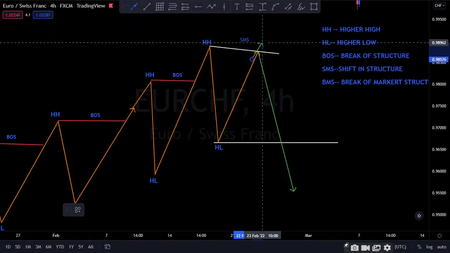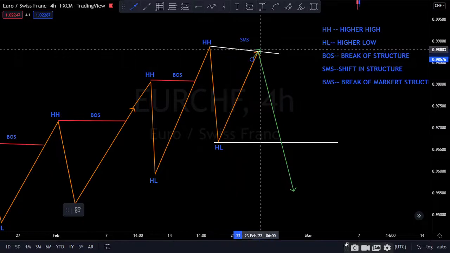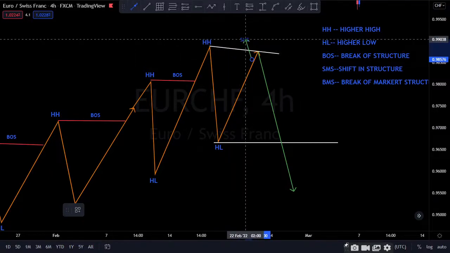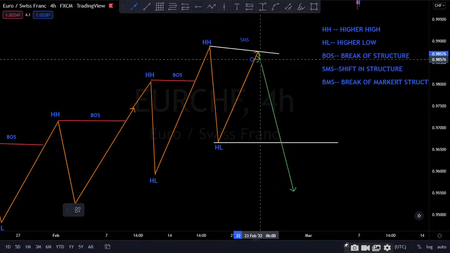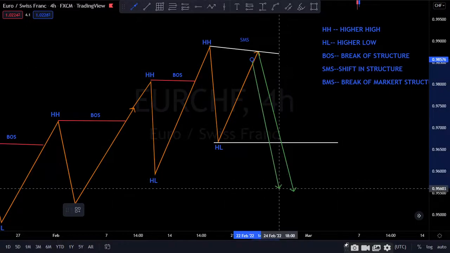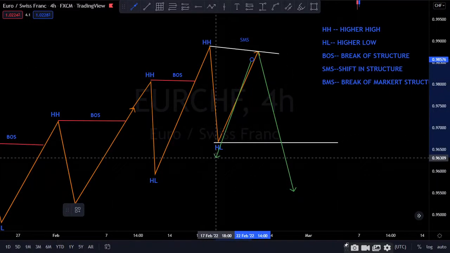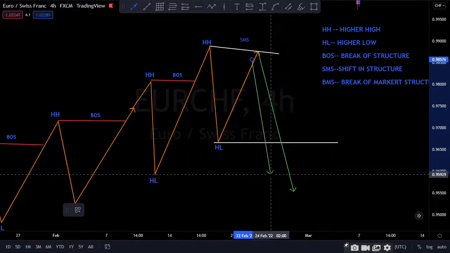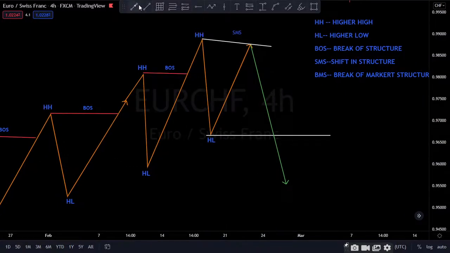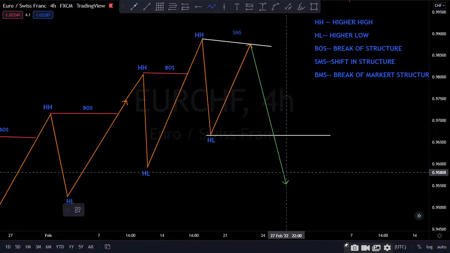Now, whenever there is a bullish trend and you see SMS, you need to anticipate a break of market structure, or we need to anticipate bearish market, meaning we are changing from bullish to bearish. Okay, so now you see that we broke this higher low to confirm the bearishness. Good.